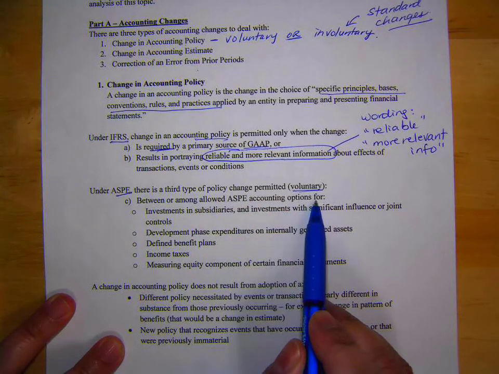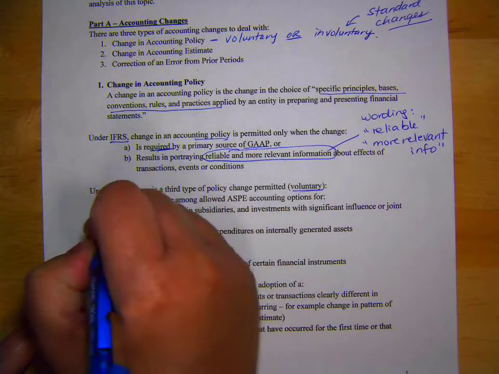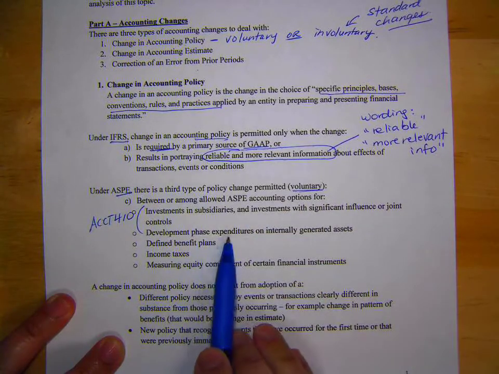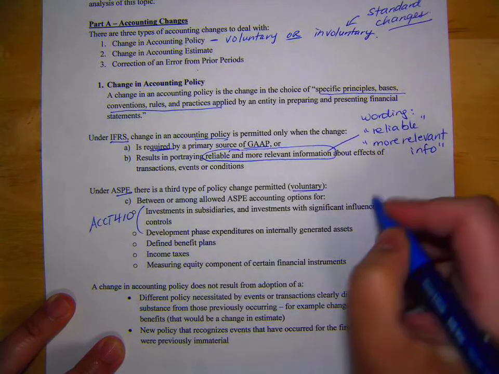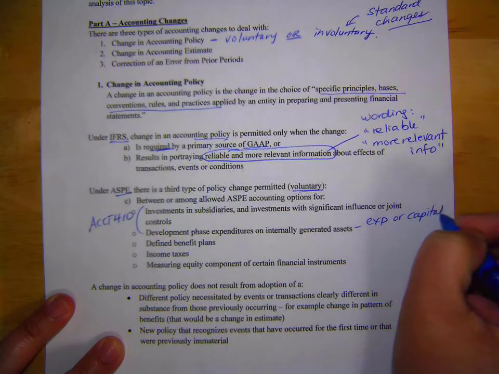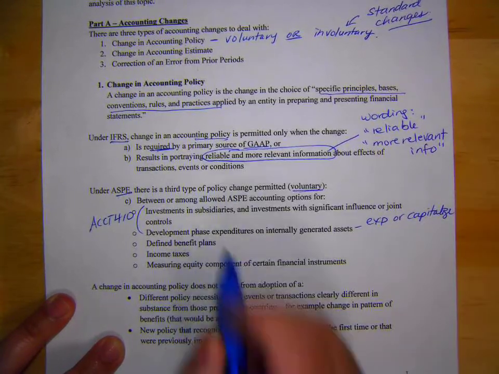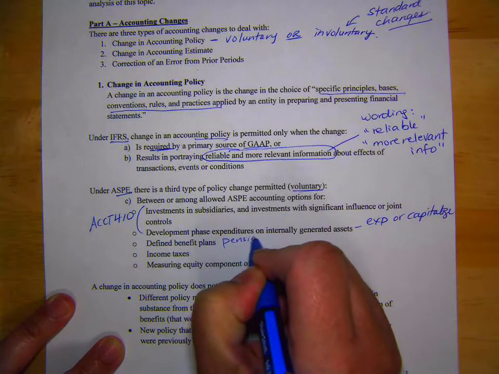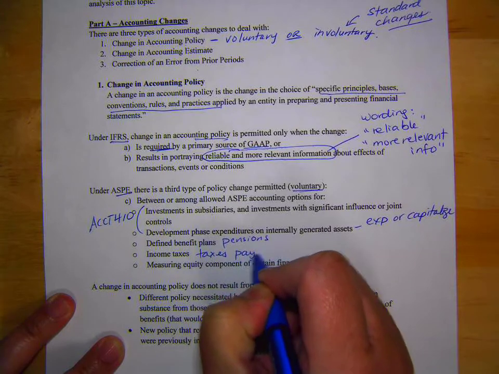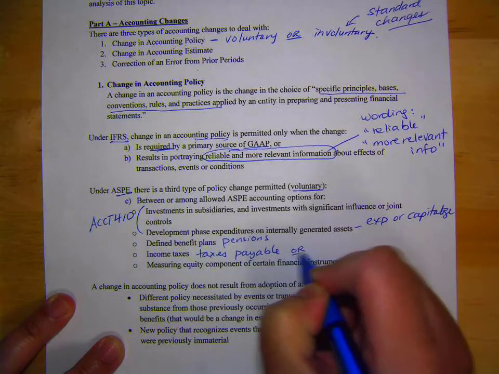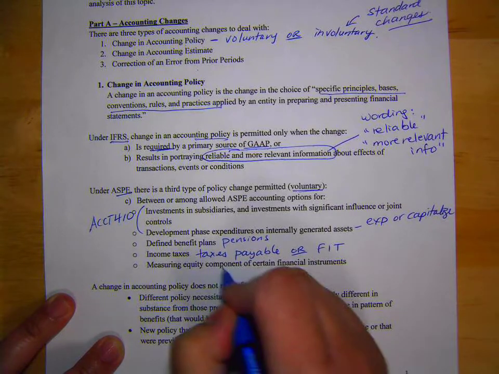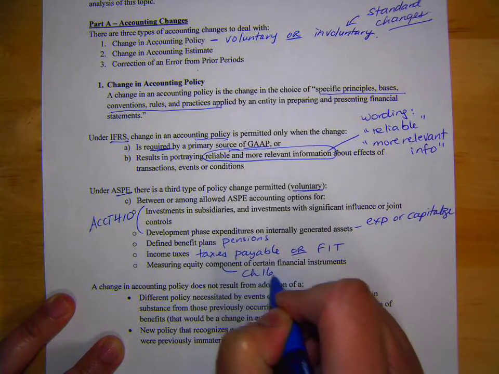Development phase expenditures on internally generated assets, so either you're going to expense or capitalize. Defined benefit plans, of course, our pensions. Income taxes, you're going to either use taxes payable approach or future income tax. And measuring equity components of certain financial instruments. So that was chapter 16. That was, remember, you bifurcate it and you could have measured the debt first, then the equity, or you could just say the equity was 0.